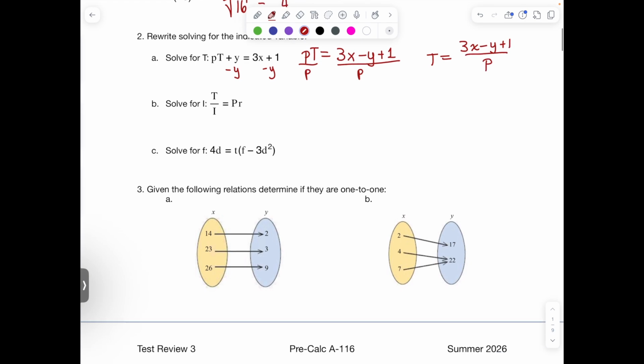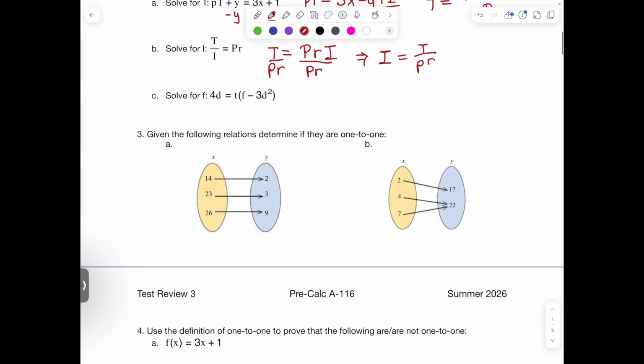I'm asked to solve for I, so I need to get I by itself. So let's multiply by I on both sides. So I get t equals prI. Now I need I by itself, so let's divide by pr, and I get I equals t over pr. All we're doing is solving for the indicated variable.